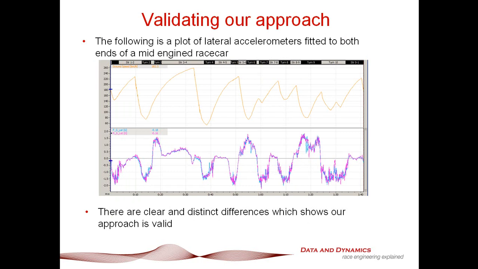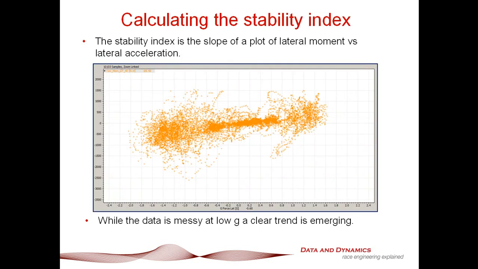So what we now need to do is an XY plot of this, and we're looking for the slope of the plot. As we can see here, we've done this unfiltered. The horizontal axis is lateral acceleration, the vertical axis is lateral moment. I should add a little bit of an apology here: the units should actually be Newton meter per G as opposed to Newton meter. I put together that math channel in a bit of a hurry.